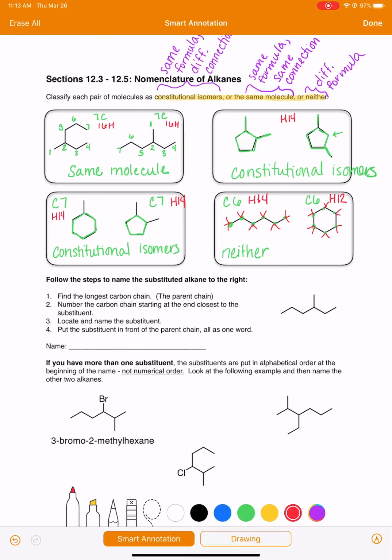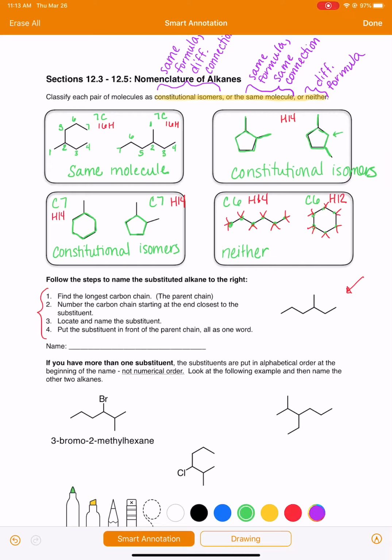Let's continue with this worksheet and practice naming another alkane. So we have this molecule right here that we're going to practice naming, and then over here you have the steps that we just went over to help you come up with a name for this alkane. So our first job is to find the longest carbon chain.